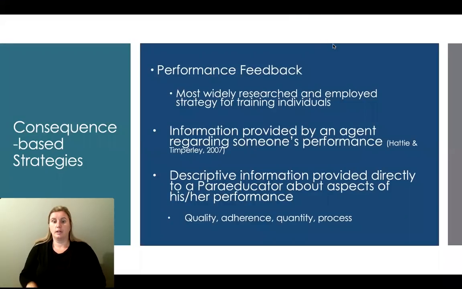So as I mentioned in feedback, we provide information regarding what somebody does, with respect to or related to a specific job or target behavior, and provide feedback regarding the quality of what's being implemented, the steps included in implementation, the quantity of the skill being implemented, and of course, components of the quality of the process.